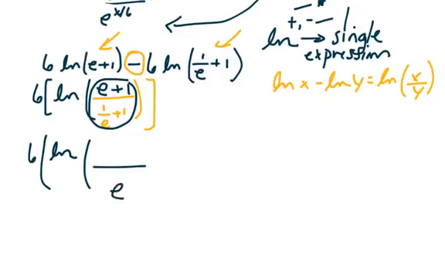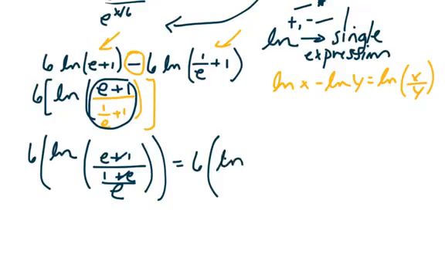So I'm going to rewrite this bottom as 1 over 1 plus e, and this is e plus 1, which is the same thing. And you're left with 6 times ln of 1 plus e over 1 plus e, these are going to cross out, and you're left with ln of e. And ln of e is just 1. So the answer here is 6. And I'm going to check it to make sure, and that is the answer.